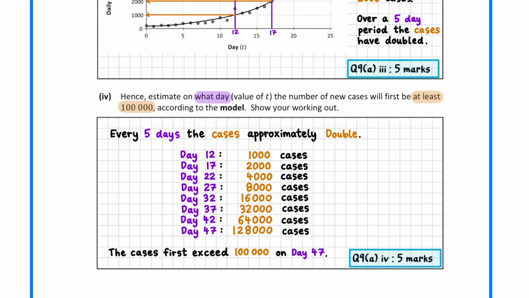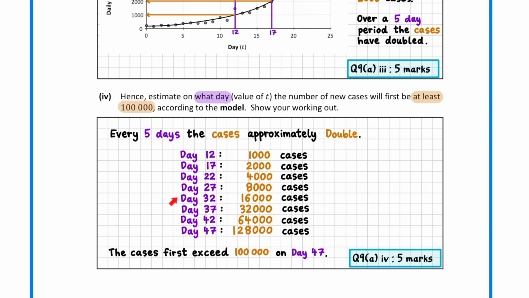In part 4, we must estimate the day when the number of new cases first exceeds 100,000. To do this, we will use the fact that the cases approximately double every 5 days. We have seen that day 12 has 1,000 cases and day 17 has 2,000 cases. 5 days later, on day 22, the cases will double from 2,000 to 4,000. Then, on day 27, the cases will double again to 8,000.